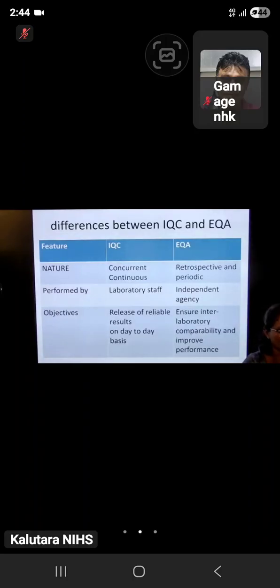Objective of IQC, internal quality control: release of reliable results on a day-to-day basis. It ensures inter-laboratory comparability and improves performance. These are the differences between internal quality control and EQA.